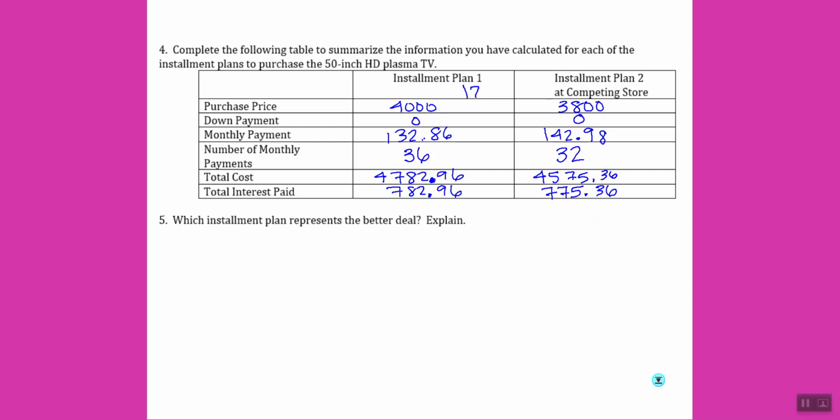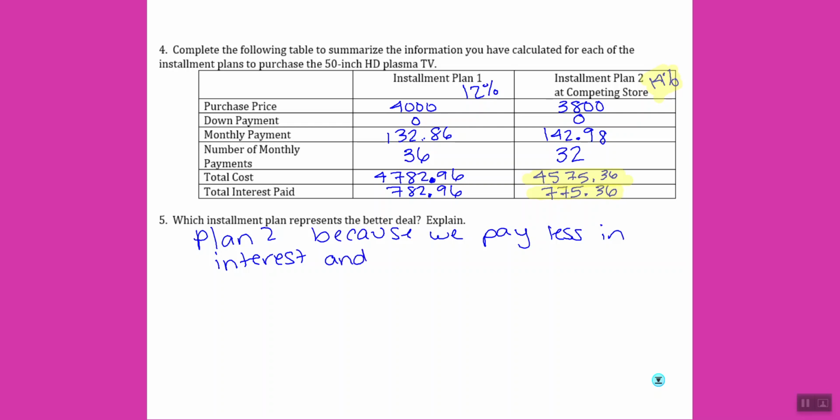Plan 1 was 12% interest. Plan 2 was 14% interest. So even though the percentage was higher, the amount we actually paid in interest was lower, and the overall price was lower. So we should choose Plan 2 because we pay less in interest and less overall.